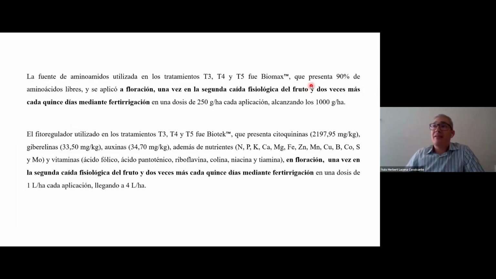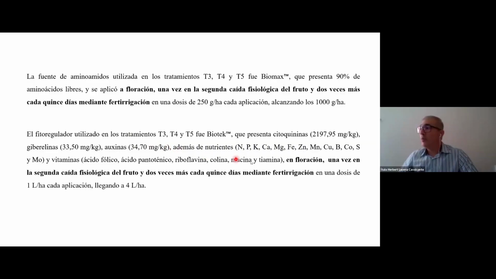The amino acid source was applied on treatments T3, 4, and 5, and it was using Biomax, which is made up of 90% of free amino acids, and it was applied during flowering once during the second physiological drop of fruit and 2 more times every 15 days through fertirrigation with a dose of 250 grams per hectare each application. And this is an amino acid product that has a very high concentration.